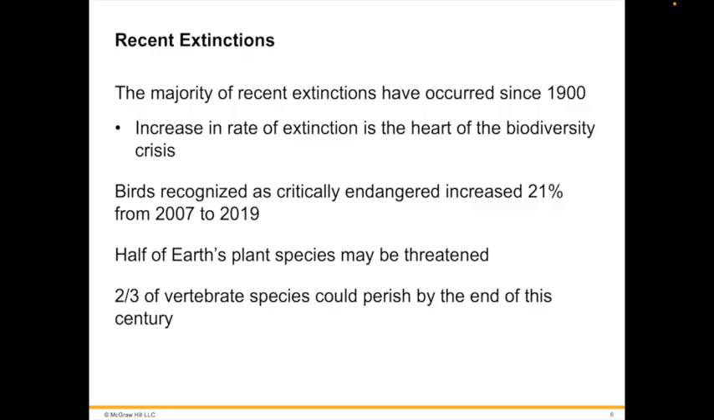Data for invertebrates are less complete, but in recent years, alarming drops in insect abundance have been reported from places around the world. For example, over a 27-year period, insect biomass declined 75% in German nature preserves.